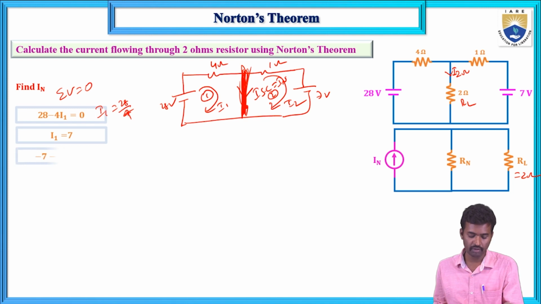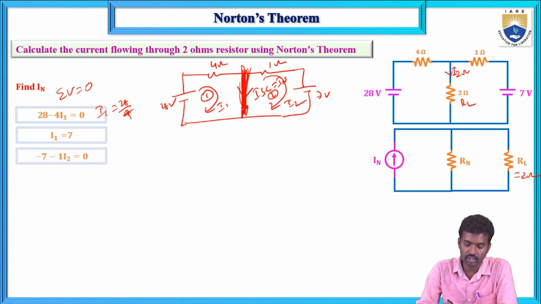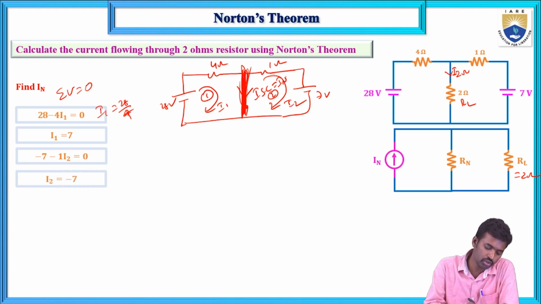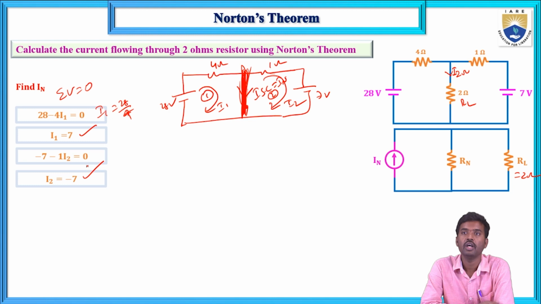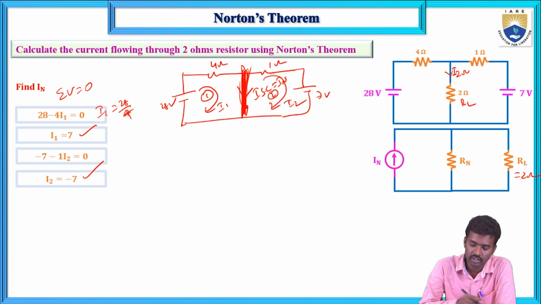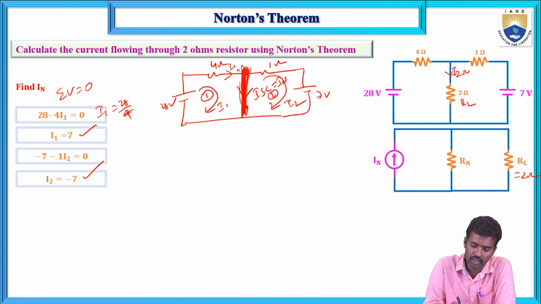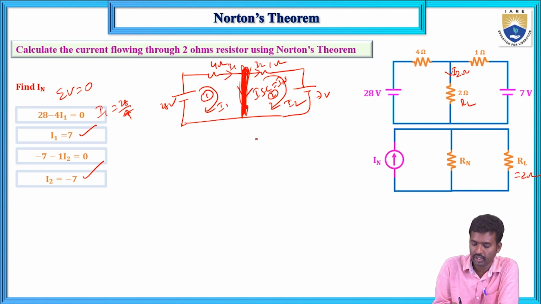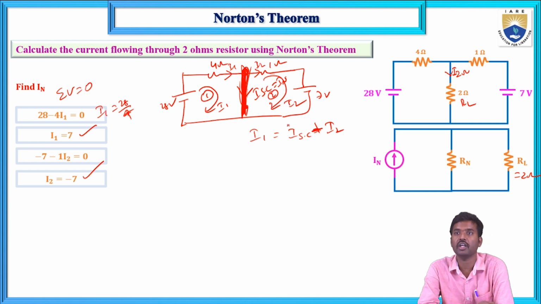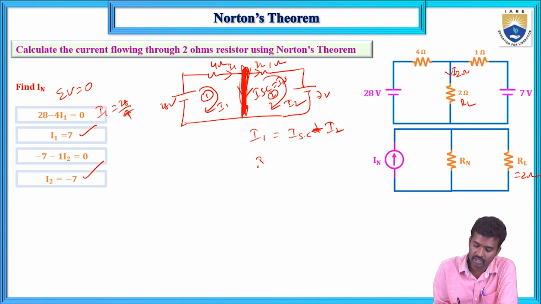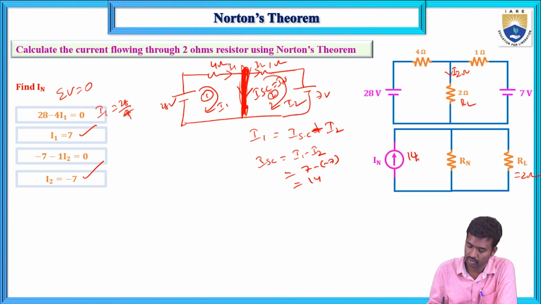Second, if you apply KVL in the second mesh, with minus 7, the short circuit drop is always 0, and the 1 ohm resistor, you get I2 equals minus 7. Now I1 and I2 are only the mesh currents. Here we need the short circuit current. If you apply KCL, I1 is entering and I2 and ISC are leaving. The sum of entering currents at a node equals the sum of leaving currents. So ISC equals I1 minus I2, that is 7 minus minus 7, which equals 14. So the short circuit current equals 14.